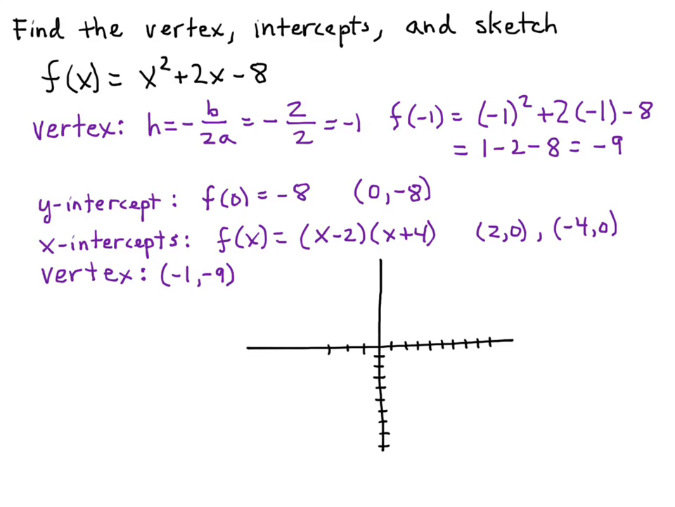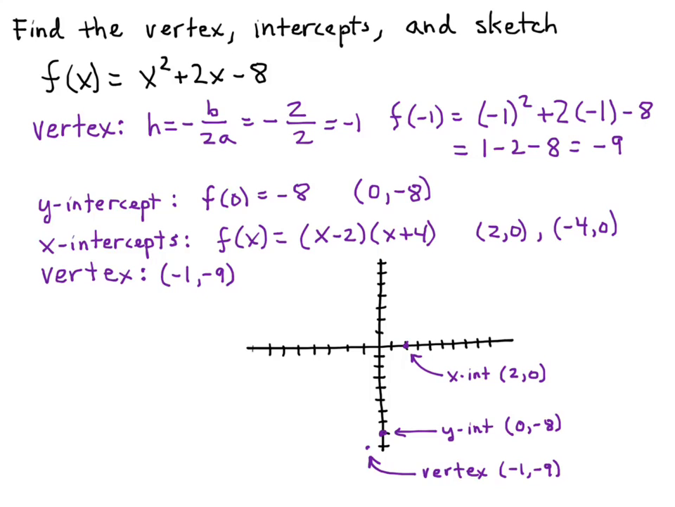And if I make a graph, I put the vertex in there, and then I have that y-intercept. And then I have the x-intercept on the positive side, that's 2. And then on this side I have the other x-intercept.